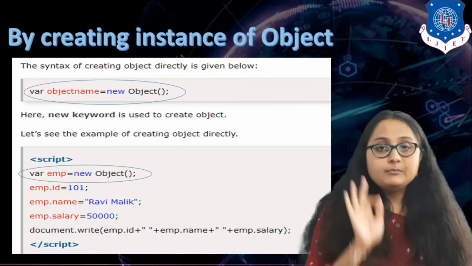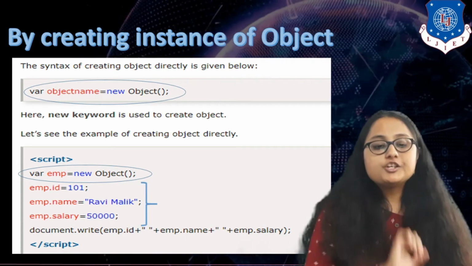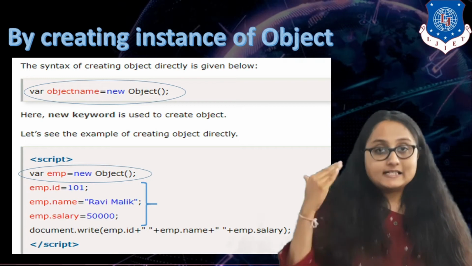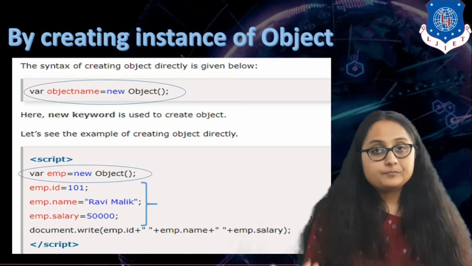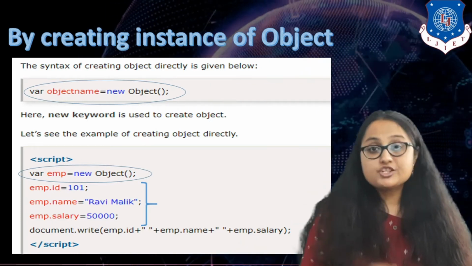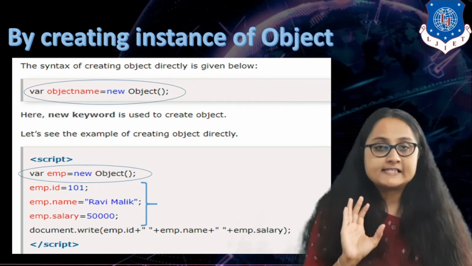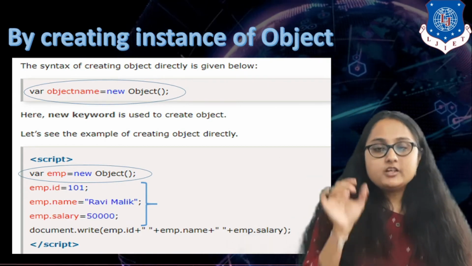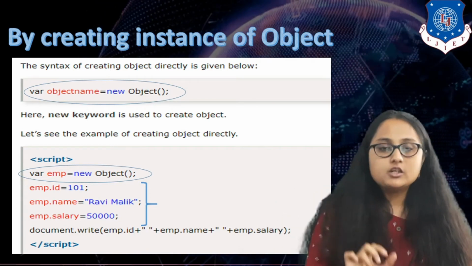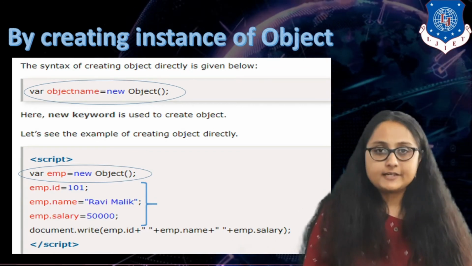So object name dot property name is equal to property value. Here you can see again I have assigned those three properties, that is ID, name and salary. The object name is EMP dot ID, that is my property name, which is a user-defined name, is equal to whatever property value you want to assign. In the next statement again, object name dot property name is equal to property value. Similarly, EMP dot salary is equal to whatever salary value you have to assign.